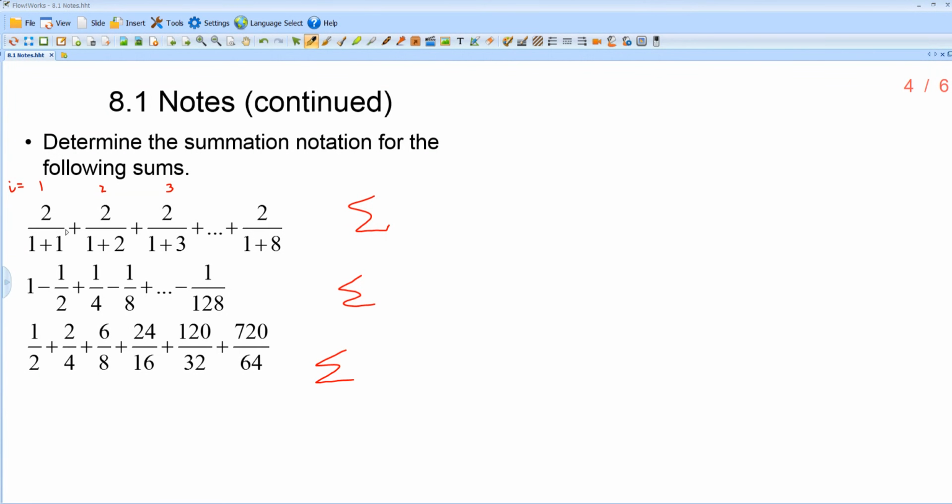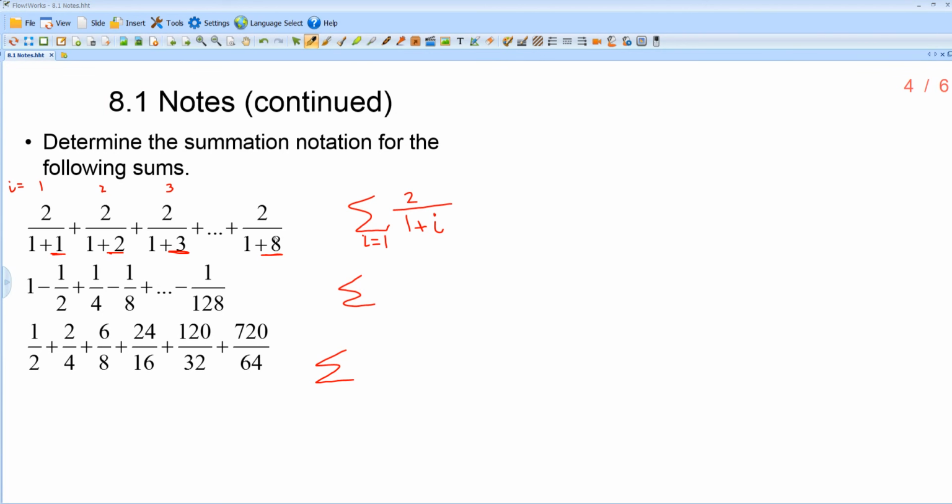So I can realize that the numerator is not changing, which means I'm going to keep this as 2 over. And then what I realize about the denominator is the only thing that's changing is what I'm adding in the denominator. And what you can realize is what you're adding is whatever the term is. So here I added 1, which was the term number. Here I added 2, which was the term number. So this is just 1 plus whatever the term number is. That's starting at 1.